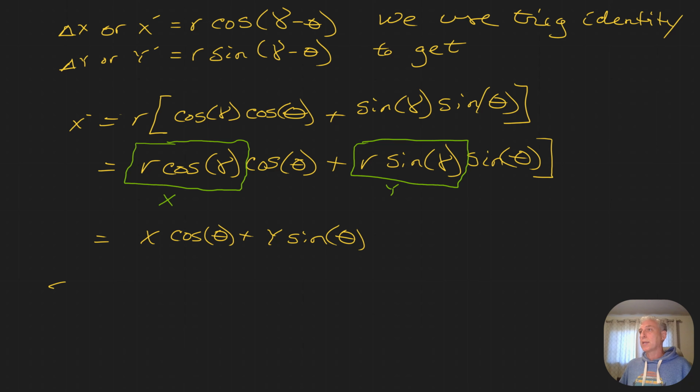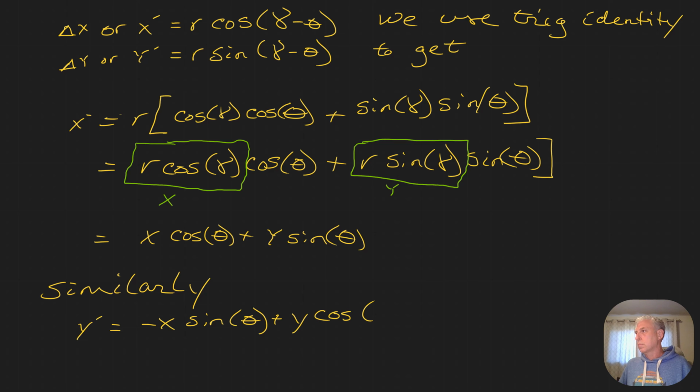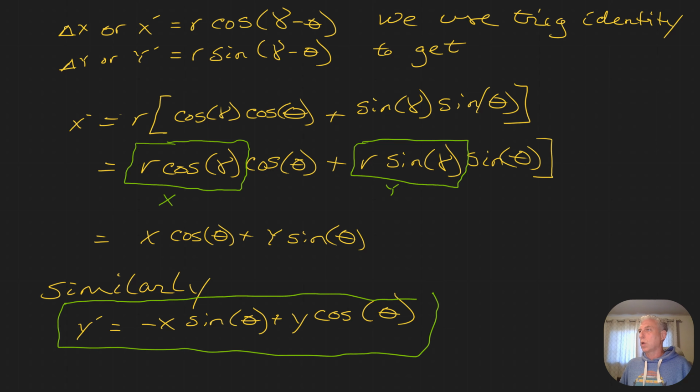So similarly, we can do the same thing with the y. y prime is equal to minus x sine theta plus y cos theta. All right, and those are the creatures we want to have in our notes to use for our rotated coordinates.